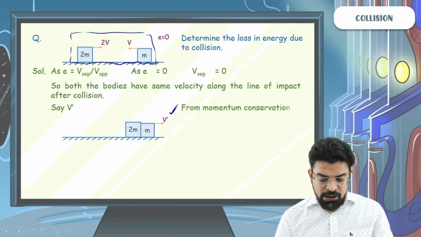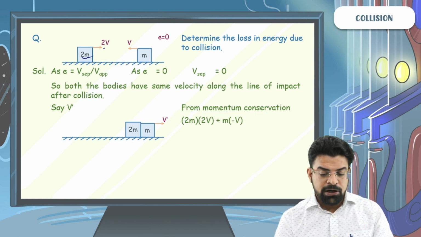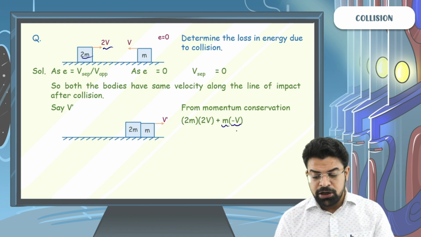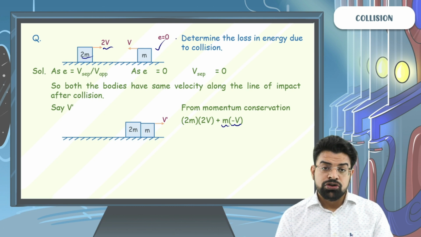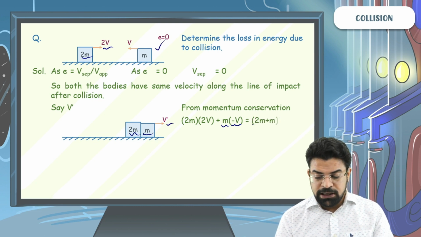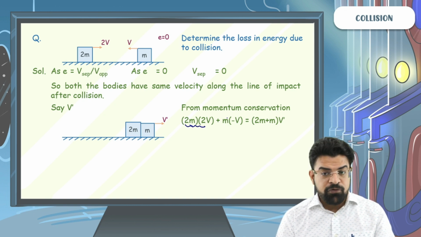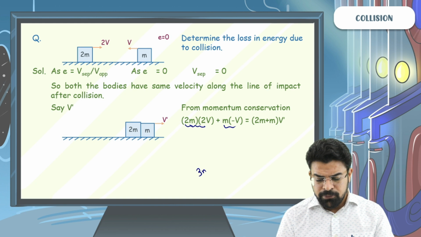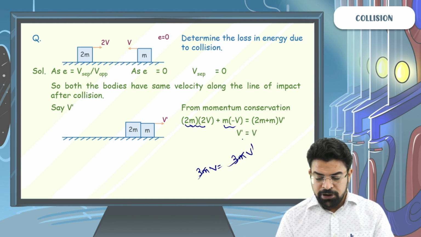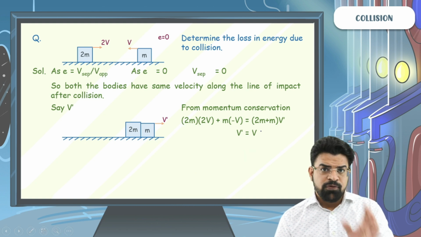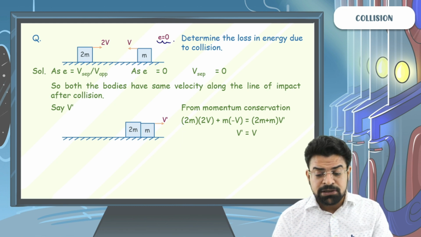So from momentum conservation, 2m into 2v plus m into minus v, the initial momentum, should equal 2m plus m into v dash, that is 3m into v dash. On the left hand side you get 4mv minus mv, 3mv, and on the right hand side you get 3mv dash. On cancelling them you get v dash equals v. So the final common velocity in this particular case, since it is a perfectly inelastic collision, is v.